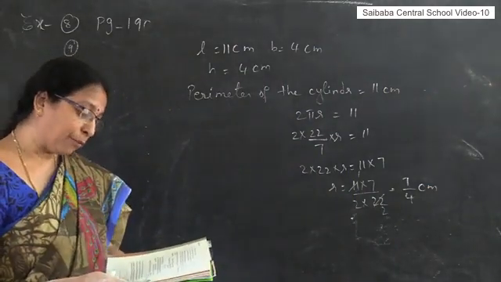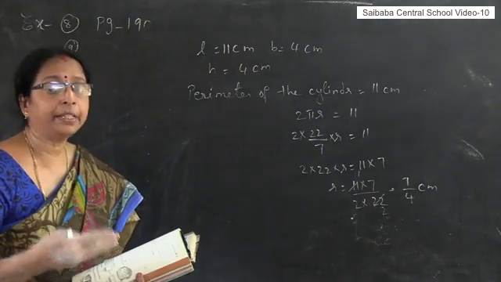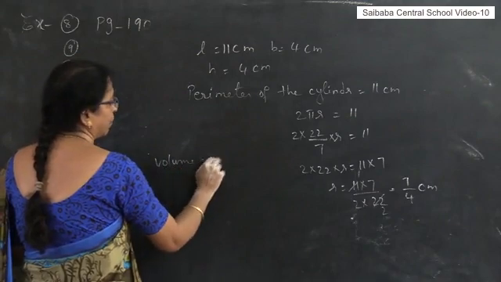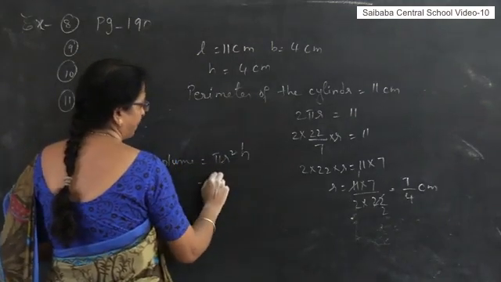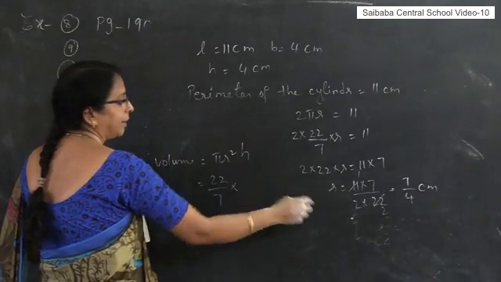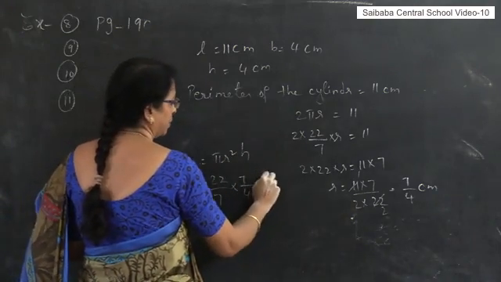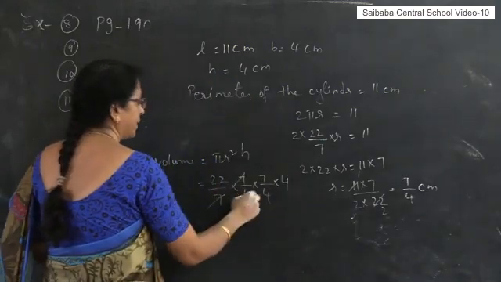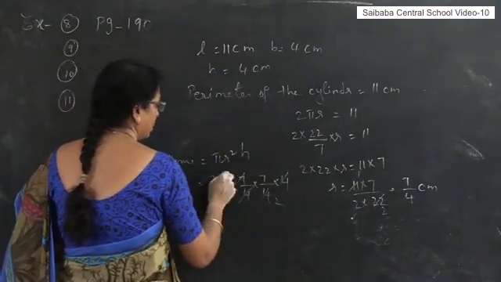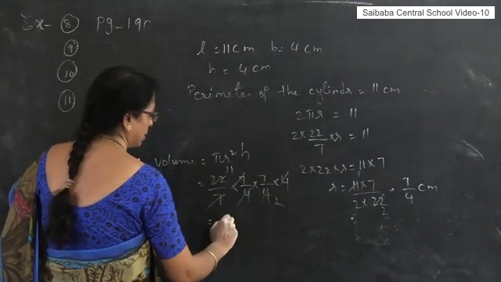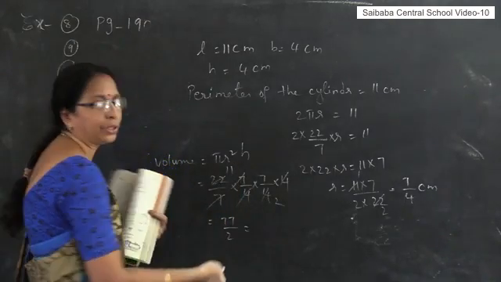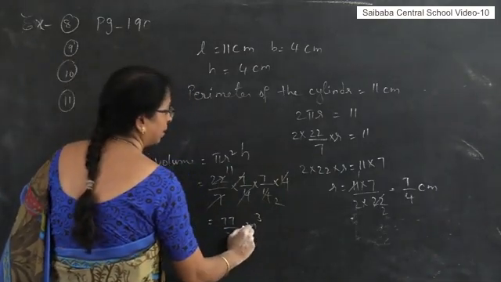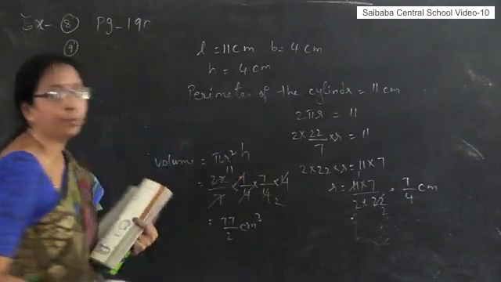Here what they are asking, find the volume of the cylinder. For volume of the cylinder, what is the formula? Pi r square h. So volume of the cylinder is equal to pi r square h. That is 22 by 7, and radius 7 by 4 into 7 by 4, and what is the height? 4 centimeter. So do cancellation. 2 2s, 2 11s, that is 77 by 2, and we can write in the decimal form also. So volume is nothing but cubic centimeter or cubic meter. This is centimeter, no, so cubic centimeter.